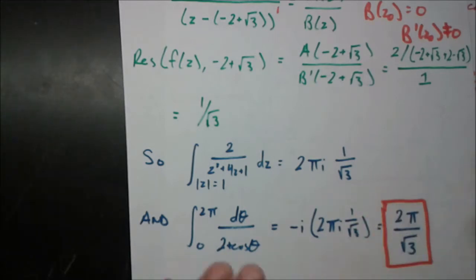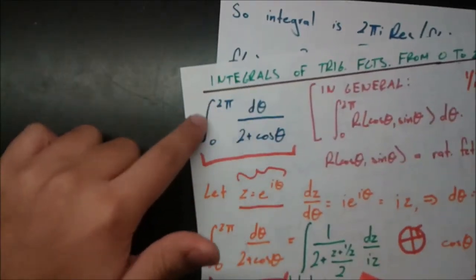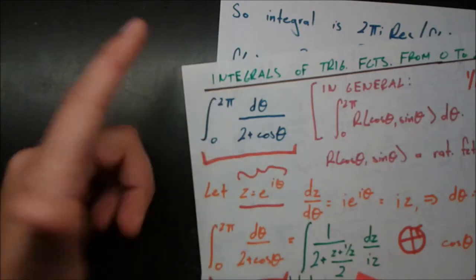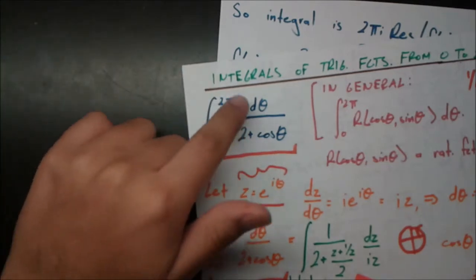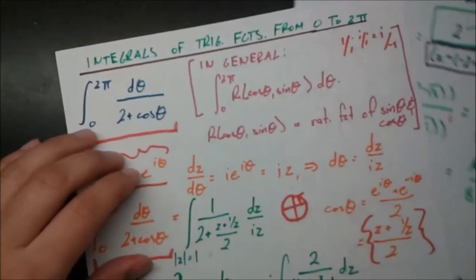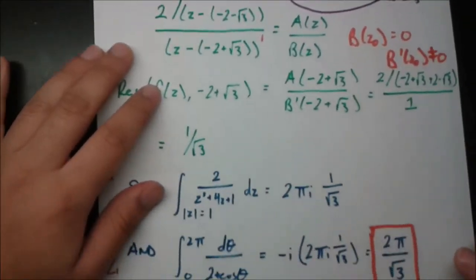And the answer is a real value. There's no imaginary part here. Is that what we expected? Well, let's look at the original integral. In fact, this is a real integral, because there's no i's anywhere here. It's just d theta over 2 plus cosine theta, 0 to 2 pi. So the limits are real. This integrand is real, so we expect a real answer. So if you get an imaginary answer, you probably did something wrong. You want to go back and check that again.